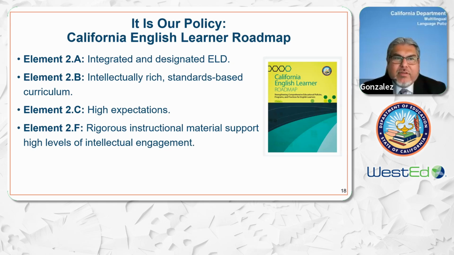And element 2F, rigorous instructional material support high levels of intellectual engagement, where explicit scaffolding enables meaningful participation by EL students at different levels of English language proficiency. Integrated language development, content learning, and opportunities for bilingual and biliterate development are appropriate according to the program models in which our students are enrolled. And we will post in the chat a link to the California EL roadmap policy.